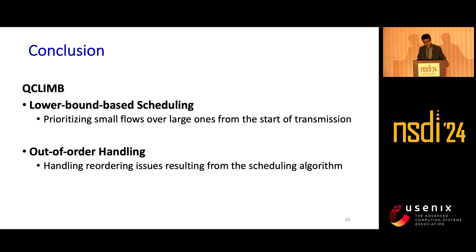So in summary, our QCLIMB has two components. First, it employs a flow scheduling based on a lower bound to ensure the small flows can be prioritized over medium and large ones from the beginning of the transmission. And it also has a faster priority-based loss recovery and a packet reordering mechanism to handle out-of-order issues resulting from the scheduling algorithm. All of these components are very easy to implement and configure in production data centers.